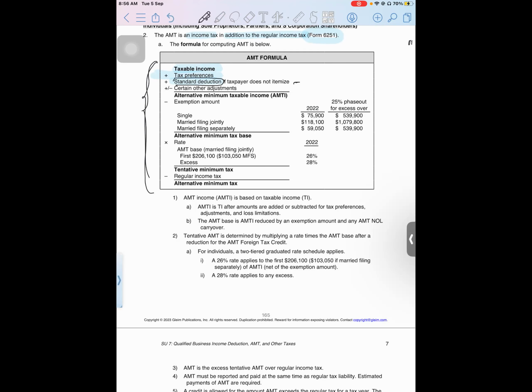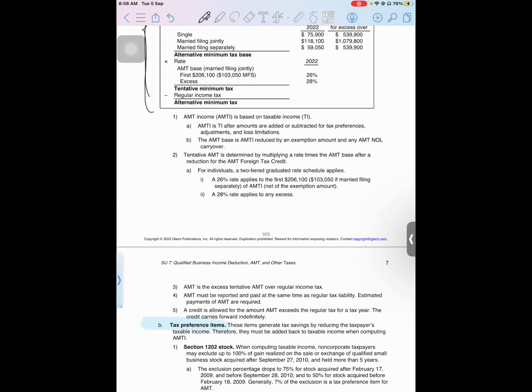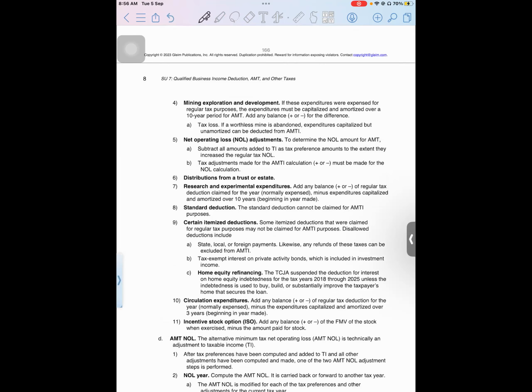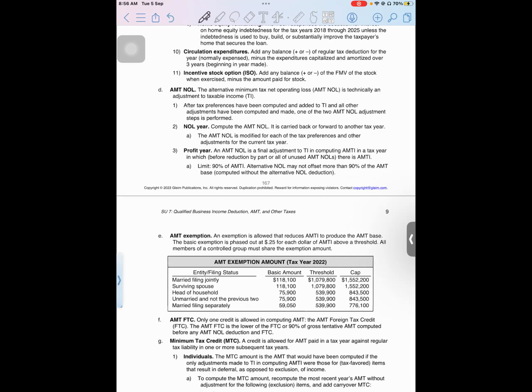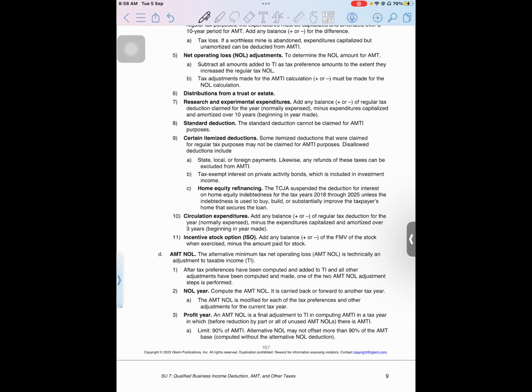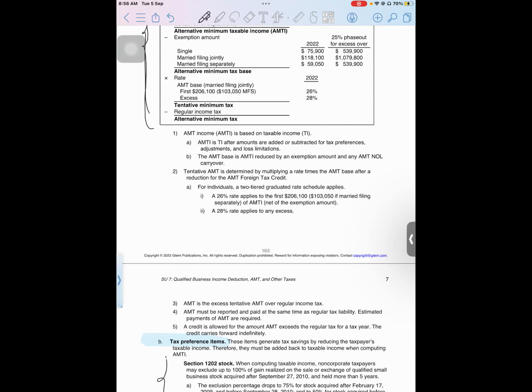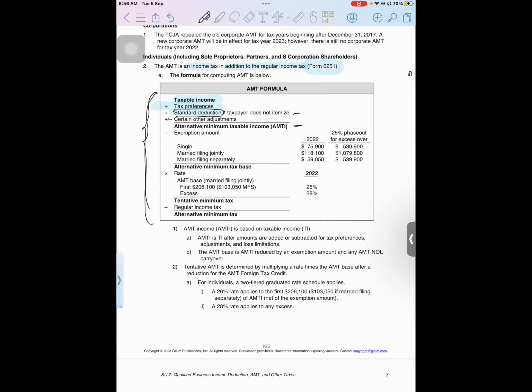Okay, then we are going to add and less certain other adjustments. So what are those adjustments? We'll see over here in the next pages. Just a minute. Yeah, here it is. See, these 4 items are tax preference items, and these are the other adjustments which we are going to do. Okay, this will be your alternate minimum taxable income.